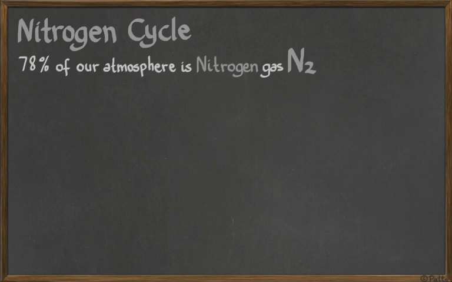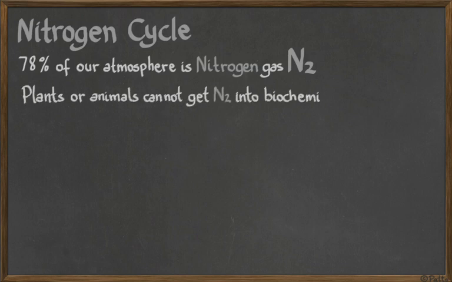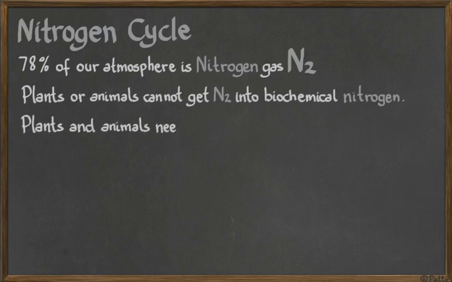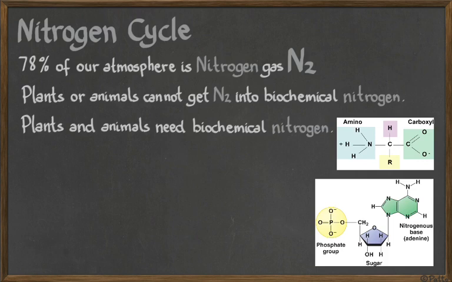Hey, so that's good. Now we have it all around us. Every time we inhale, we get 78% of nitrogen. Not so quickly. Plants or animals don't manage to get nitrogen gas into their bodies to transform into biochemical nutrients. And that's a shame, because plants and animals need biochemical nitrogen in the form of amino acids, like what you have here, or in the form of nucleic acids and a few other forms.